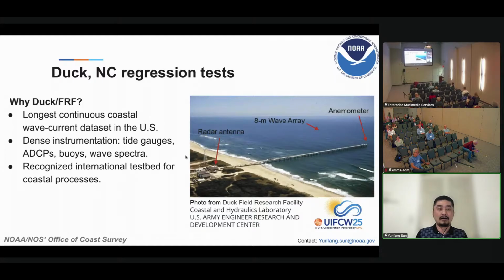Here, why did we choose the DUCK regression test? Firstly, the DUCK region has the longest continuous coastal wave-current data set in the US. It has dense instrumentation: tidal gauges, ADCP, buoys, and wave spectral observations. It's also very popular, recognized as an international testbed for coastal processes. The photo shows the FRF facility and also the coastal observation sites.